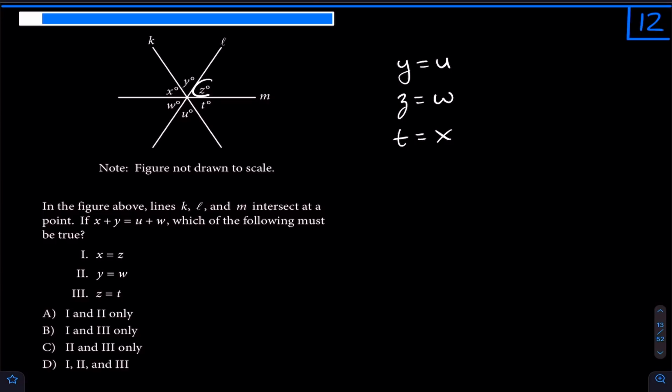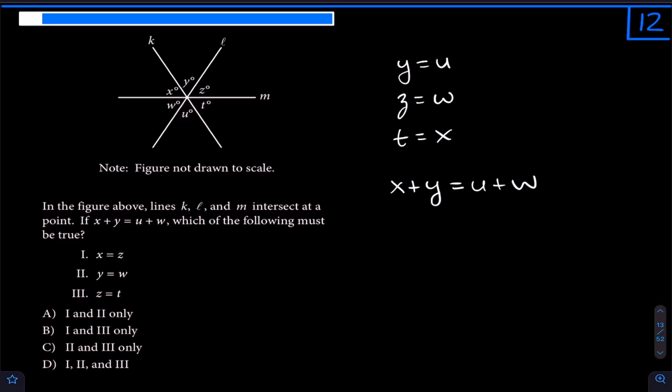Now, even though it looks like z and x would probably equal each other, and y and t, just because they look the same, it looks like all of these angles are exactly the same. But we can't assume that. It says figure not drawn to scale. So where do we go from here? Well, we also have this equation that they gave us in the problem. So that can help as well. We know that x plus y is equal to u plus w.